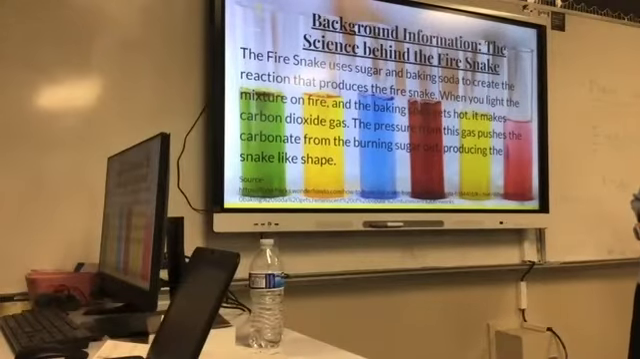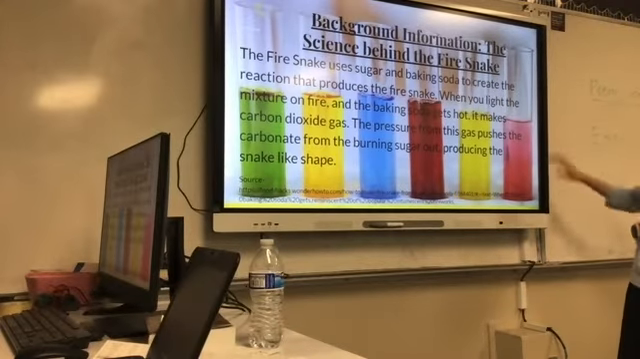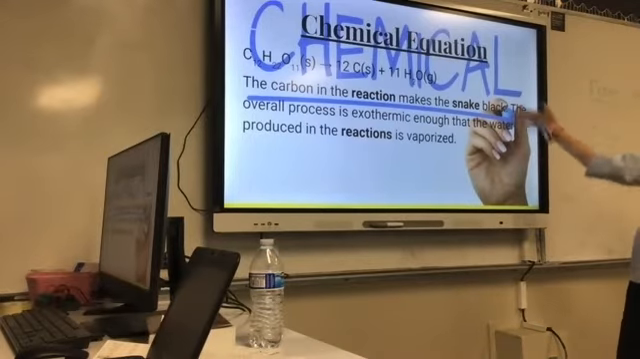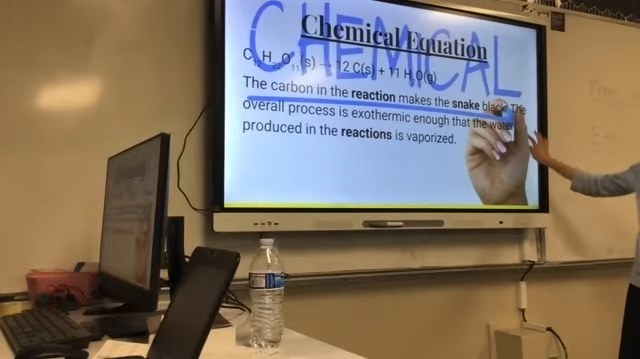The fire snake uses sugar and baking soda to create the reaction that produces the fire snake. When you light it on fire and the baking soda gets hot, it makes carbon dioxide gas. The pressure from this gas pushes the carbonate from the burning sugar out, producing the snake-like shape. My chemical equation is that the carbon in the reaction makes the snake black. The overall process is exothermic enough that the water produced in the reaction is vaporized.